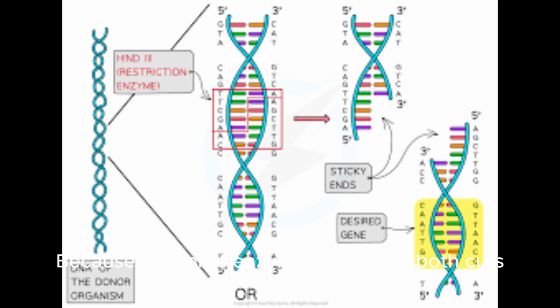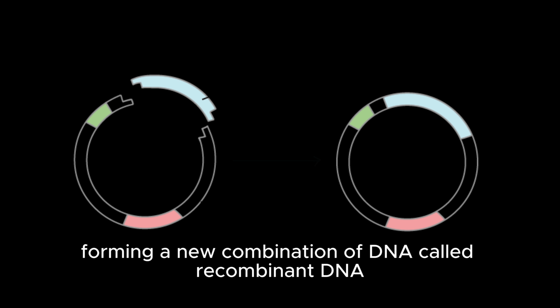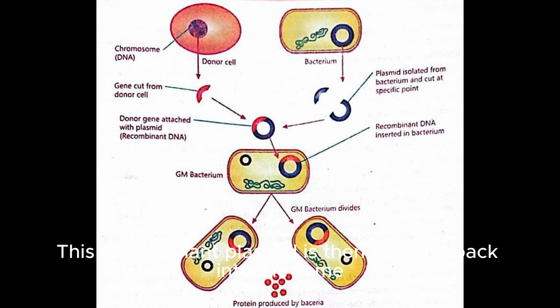Because the same enzyme is used for both cuts, the ends of the donor gene and the plasmid DNA match perfectly, making it possible to join them together. The donor gene is then attached to the plasmid, forming a new combination of DNA called recombinant DNA. This recombinant plasmid is then inserted back into the same type of bacterium from which it was originally taken. The bacterium that receives and keeps this recombinant DNA is called a genetically modified bacterium, or GM bacterium, and is also referred to as a transgenic bacterium.